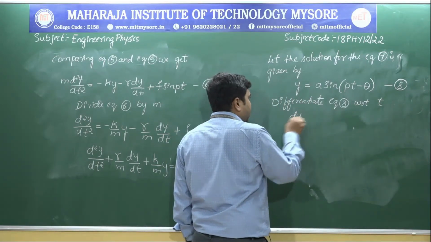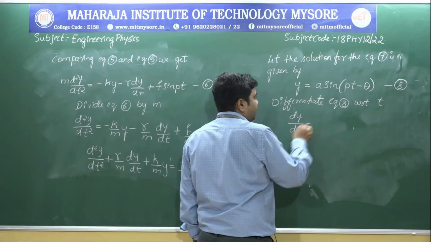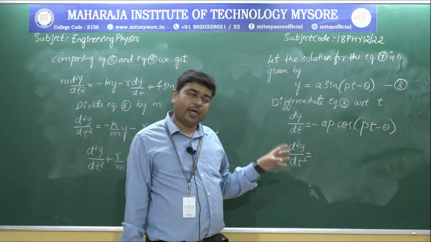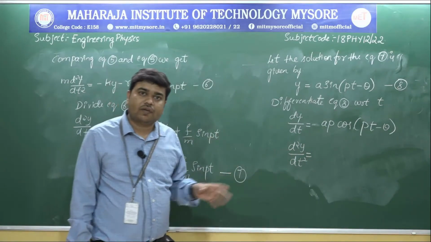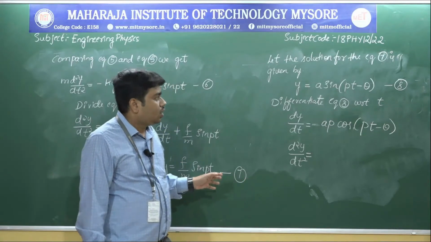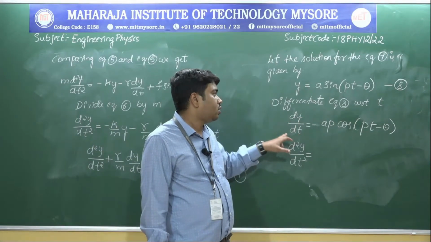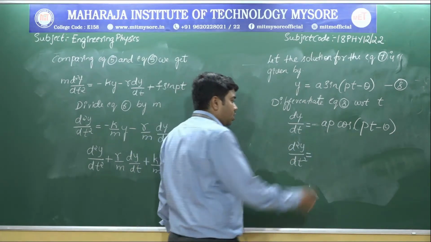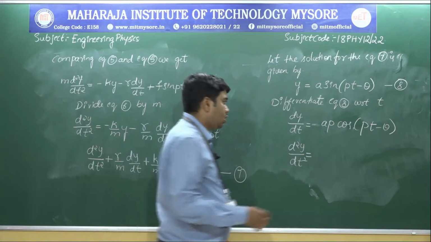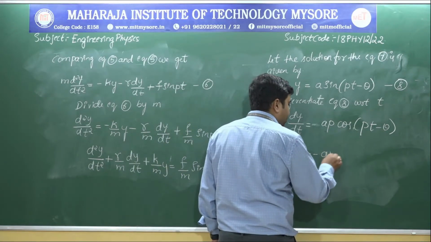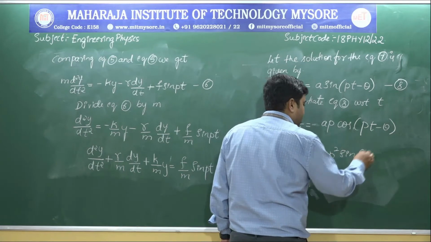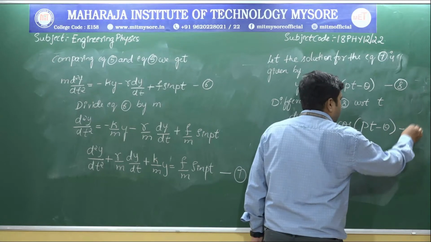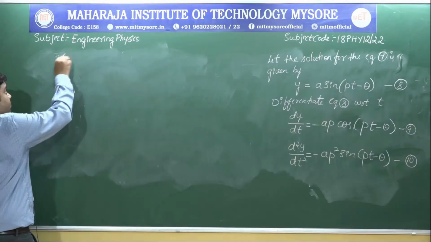So dy by dt is equal to, we differentiate equation 8 in order to obtain the amplitude as well as the phase of the forced oscillation. If we differentiate equation 8, we get dy by dt is ap cos pt minus theta, and if we differentiate further, it is minus ap square sin pt minus theta. We will call this 9, and this 10.